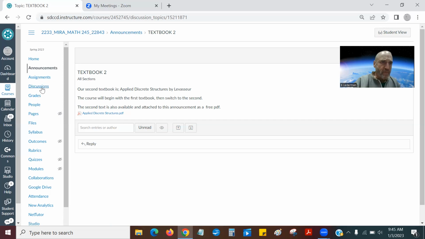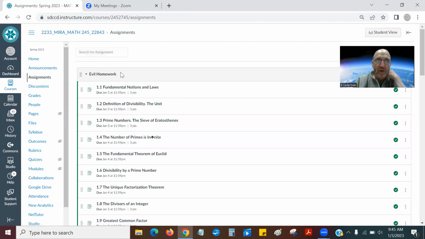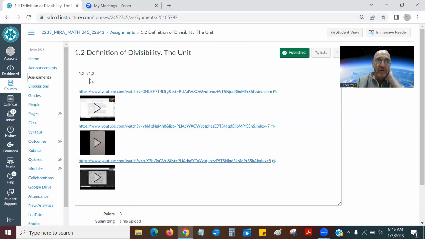Let's take a look here. So first we have the evil homework. We're starting out from the Theory of Numbers book, the Carmichael book: fundamental laws and notions, divisibility, the unit, and so on. We have all these different things. Clicking on something at random, this says in section 1.2, you're going to have to do problem 1 and problem 2 in the textbook.